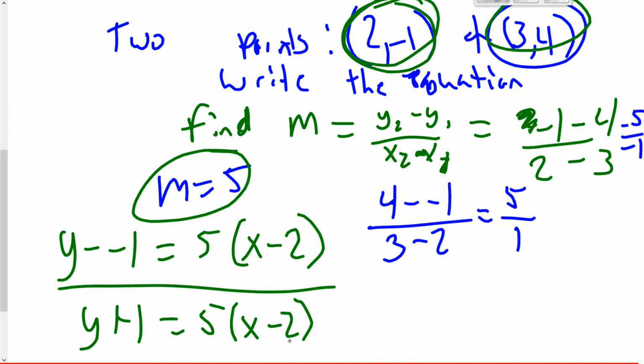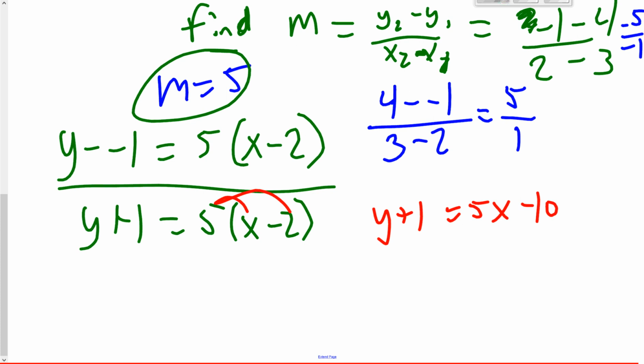If I wanted slope intercept form, I would just distribute this. I would get y plus 1 is equal to 5x minus 10. Then to get to slope intercept form, you just solve for y, so subtracting 1, y would equal 5x minus 11. Those would be the same equations, and then I could move my x's and my y's to one side. If I subtracted 5x, I get minus 5x plus y equals negative 11.